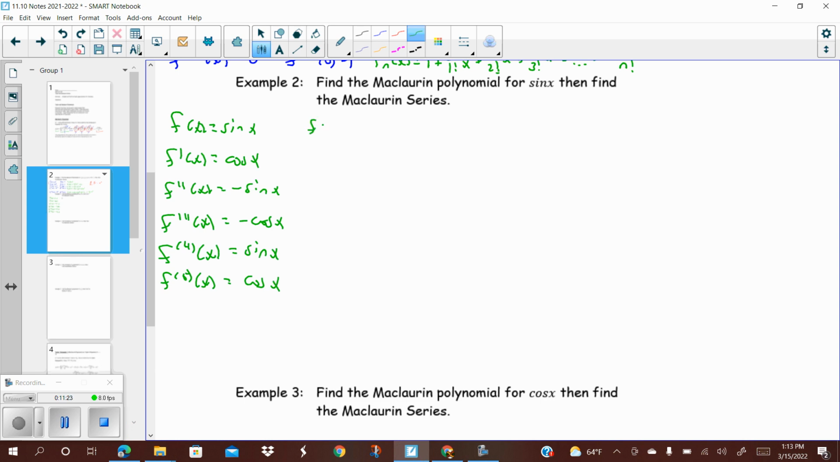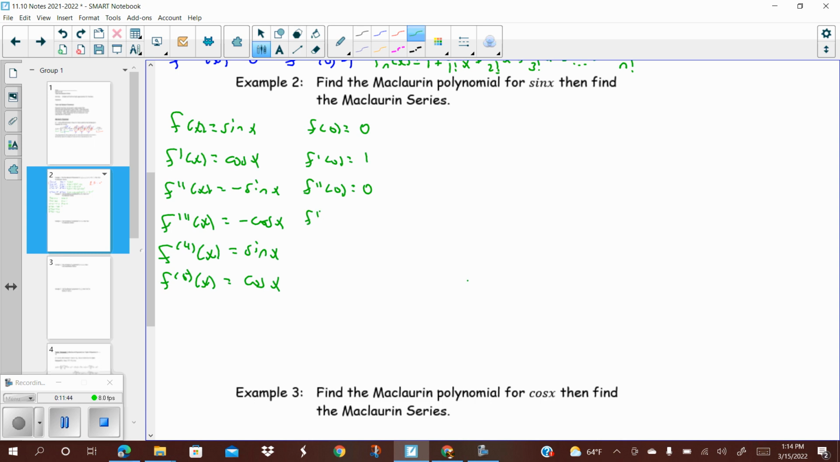Now we need all these derivatives evaluated at 0. So I need f of 0. Well, that's sine of 0. That's 0. I need f prime of 0. That's cosine of 0, which is 1. We need f double prime of 0, which is also 0, because that's still negative sine of 0.